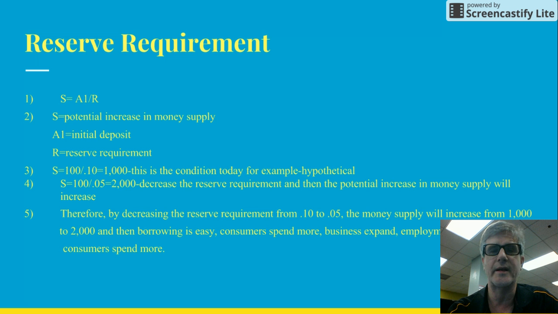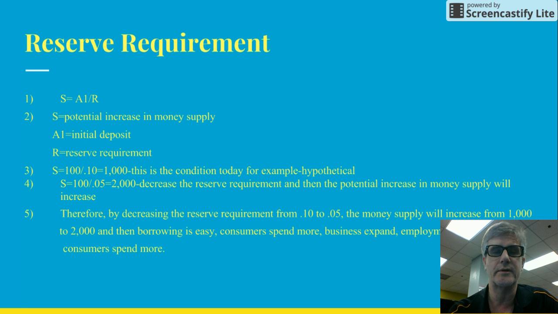Step 3 is to find out what it is today. I just made up a hypothetical, but in your speech you would find the reserve requirement, the money supply, and the initial deposit. I just put S equals 100 over 0.10 equals 1,000. So the money supply today is 1,000, and we want to increase it. So we lower the reserve requirement from 10% to 5%. 100 stays the same, and the money supply goes from 1,000 to 2,000. And then we did our job.